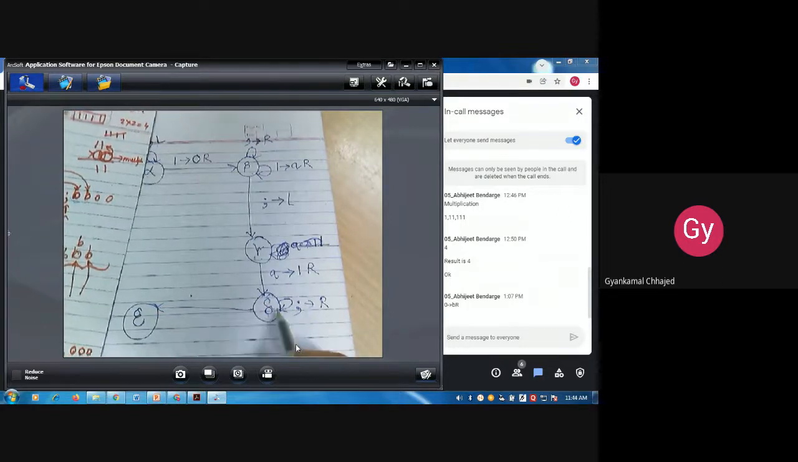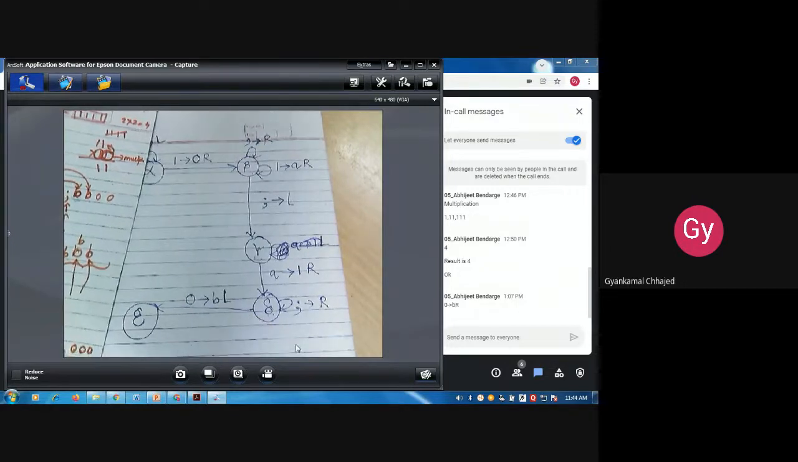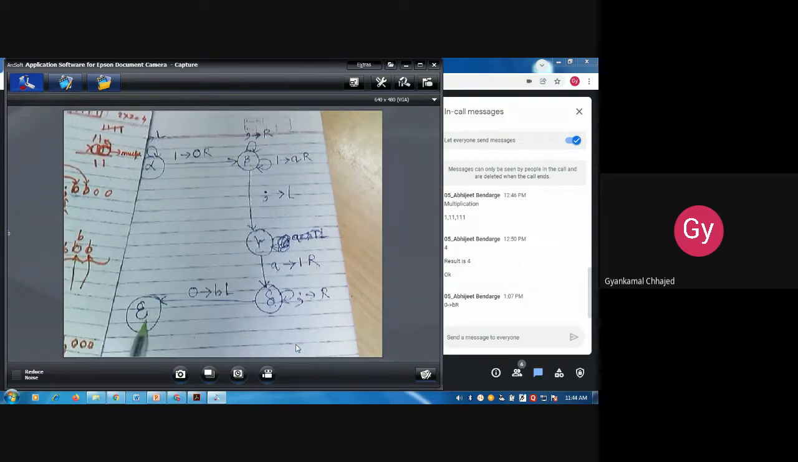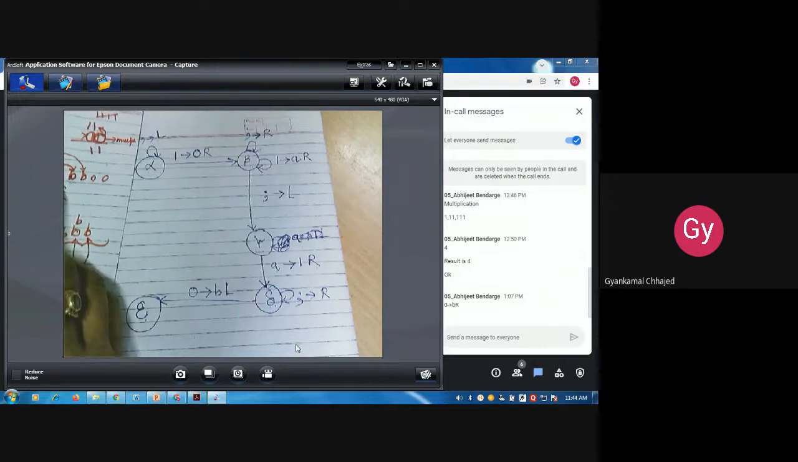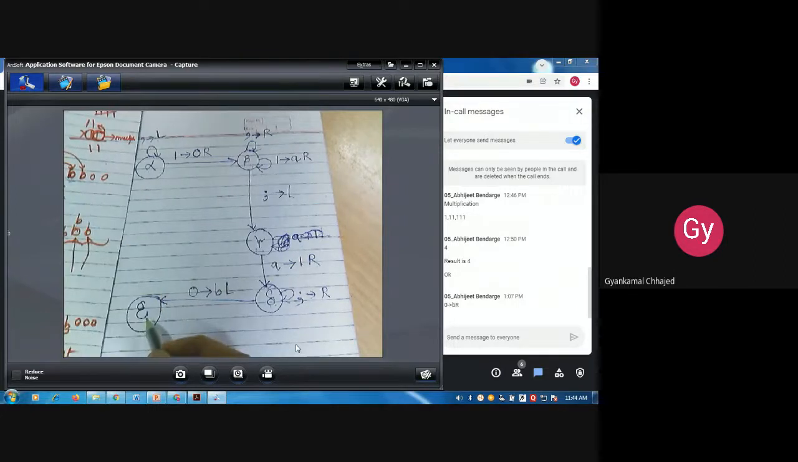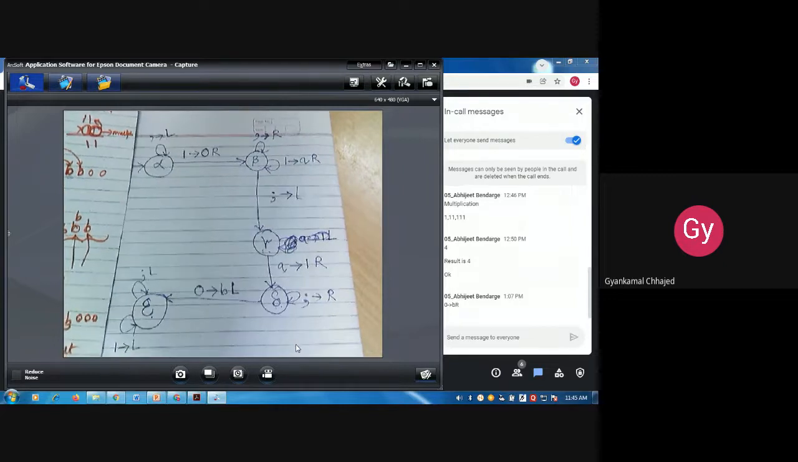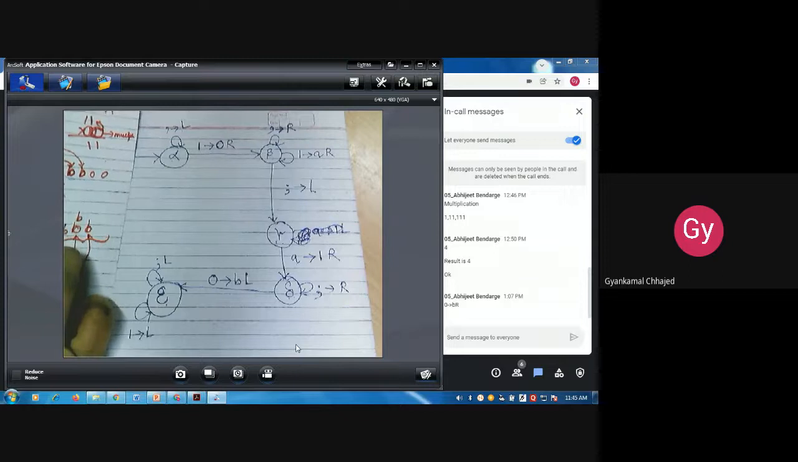And here what you have done, if at the delta you get a 0, you'll be making it as B, and you are moving towards left. Okay. Now at this state, once you move towards left, you will get a semicolon. So as soon as you get a semicolon, you keep on moving left. Why? Because we want to locate this A, right? So now again, if you get 1, you have to keep on moving left, because we want to locate this A. Okay. As soon as you get this A, what will you do?